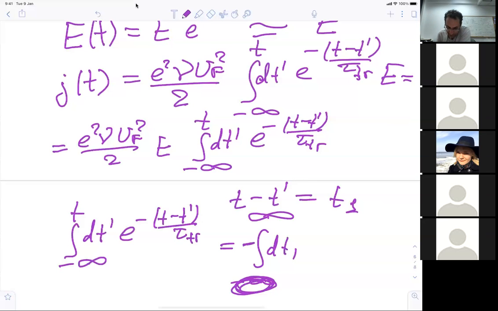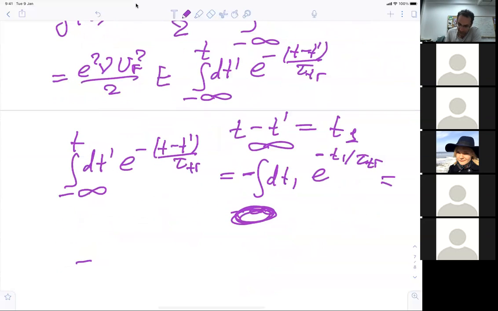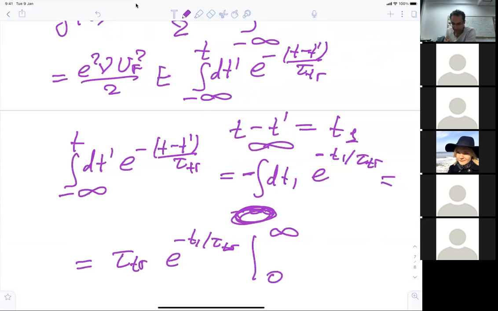With a minus sign, e to the power of t1 minus over tau transport. And this object will be equal to tau transport e to the power minus t1 over tau transport between 0 and infinity. And this gives me tau transport. I screwed up the sign, but this integral is positive, so the answer should be positive.